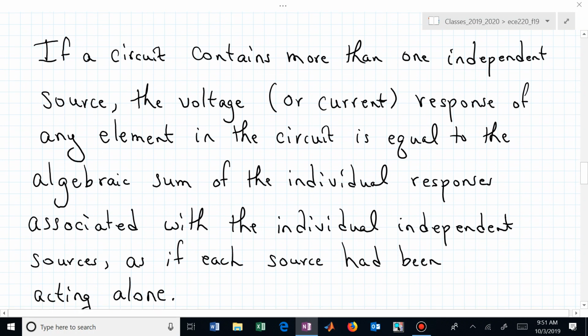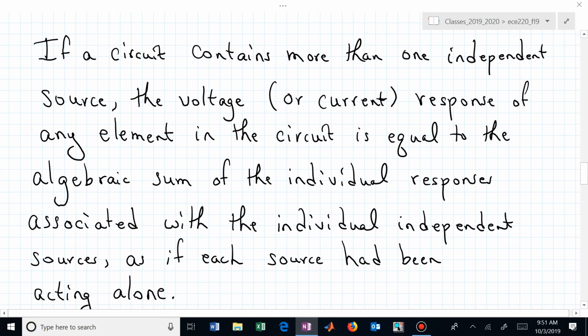Here's a very lengthy paragraph. It's actually one sentence. This is a one-sentence paragraph describing superposition. I will read it to you. Bedtime story. No, sorry I said that. I don't want to put you to sleep.